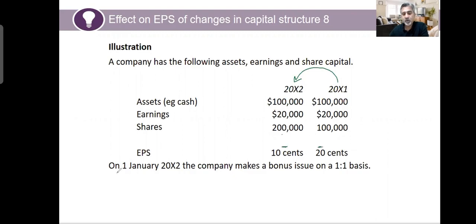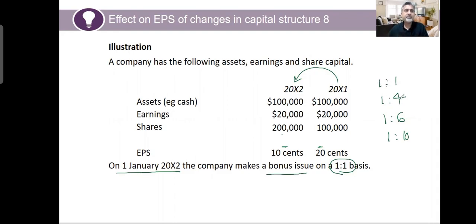Now they're telling us that on 1st January 2002, the company makes a bonus issue on a 1-to-1 basis. Sometimes you say 1-to-1, sometimes 1-to-4, sometimes 1-to-6, maybe 1-to-10. What does that mean? When we issue bonus shares, they have to be in a limited quantity. And then how many bonus shares will we give? So 1-to-1 means that for every existing 1 share, you will get 1 extra share.